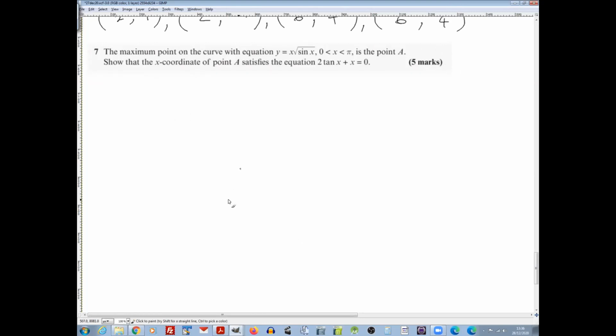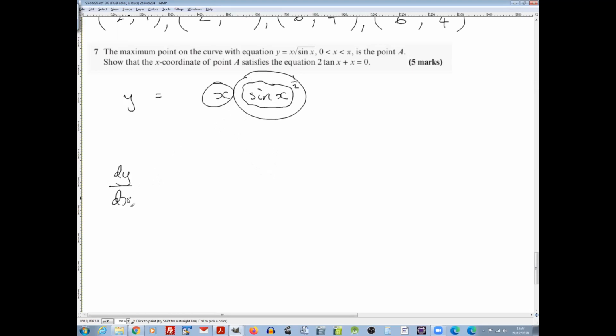The maximum point on the curve with this equation, whatever it looks like, and let's not even worry too much. Let's just think, whatever it looks like, we know how to find the maximum point, don't we? Yep. So y equals x times root sine x. Shall we write that as sine x to the power of a half? Good. Then what we've got is a product of x and this composite.